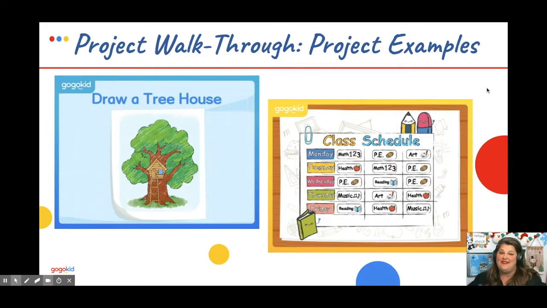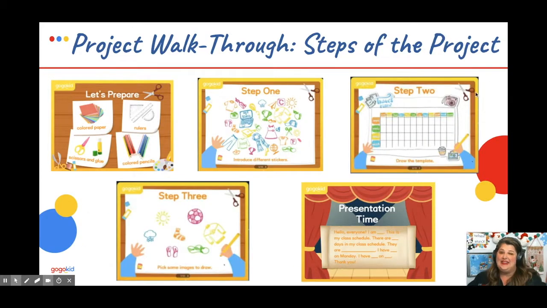Here are a couple examples of what completed projects may look like. And this is what you can expect for the steps of a project. The projects always start out with the list of materials the student should have brought, and then the projects are divided into various steps. The steps can range from 4 or 5 steps all the way up to 7 to 9 steps. It just depends on the project.